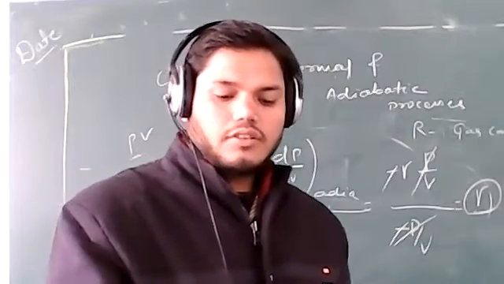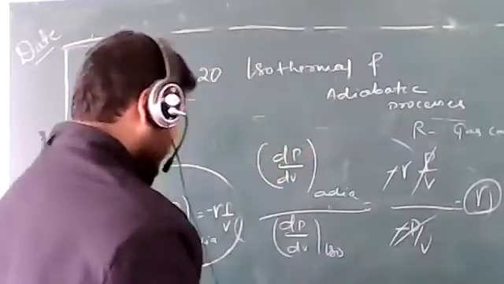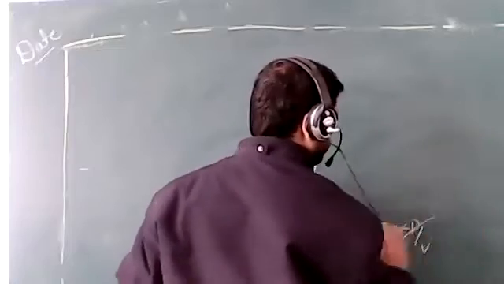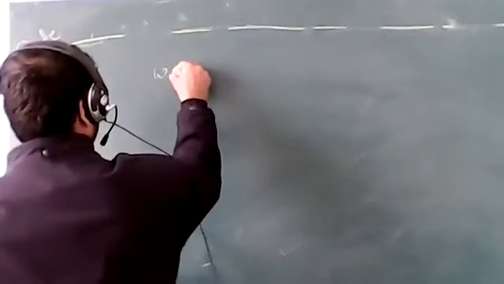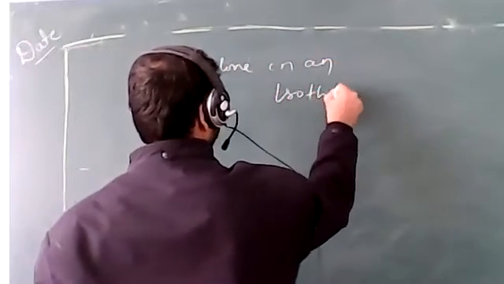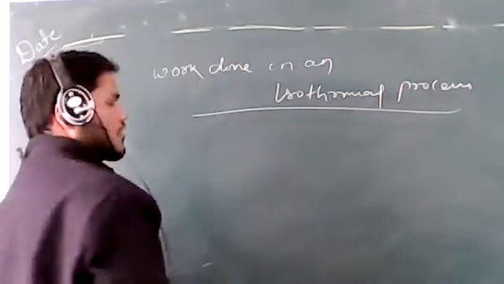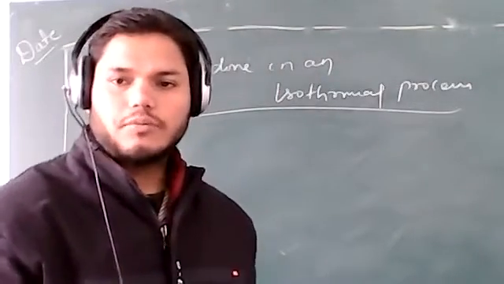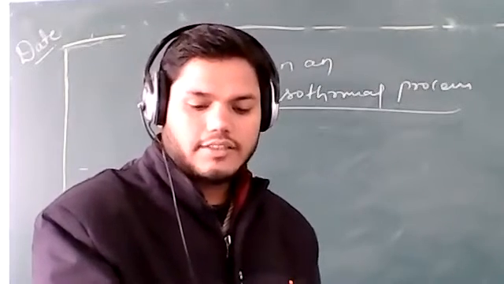Then comes work done. How can you find out the work done in an isothermal process? Isothermal process means the temperature remains constant. That particular process, where the temperature remains constant throughout, is called the isothermal process.